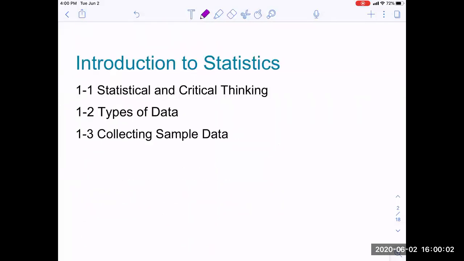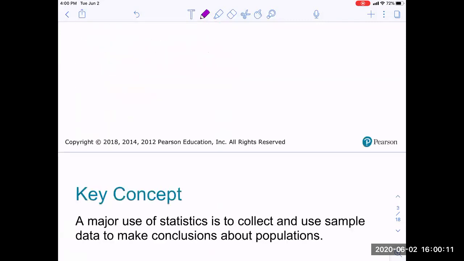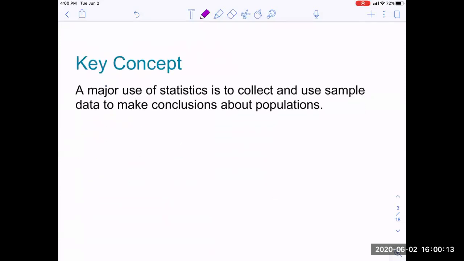Okay, here's section 1.2. We're going to look at types of data, categorize them into different things, some with numbers, some without numbers. So this is what we talked about last time. Take sample data, use statistics to make conclusions about a population.